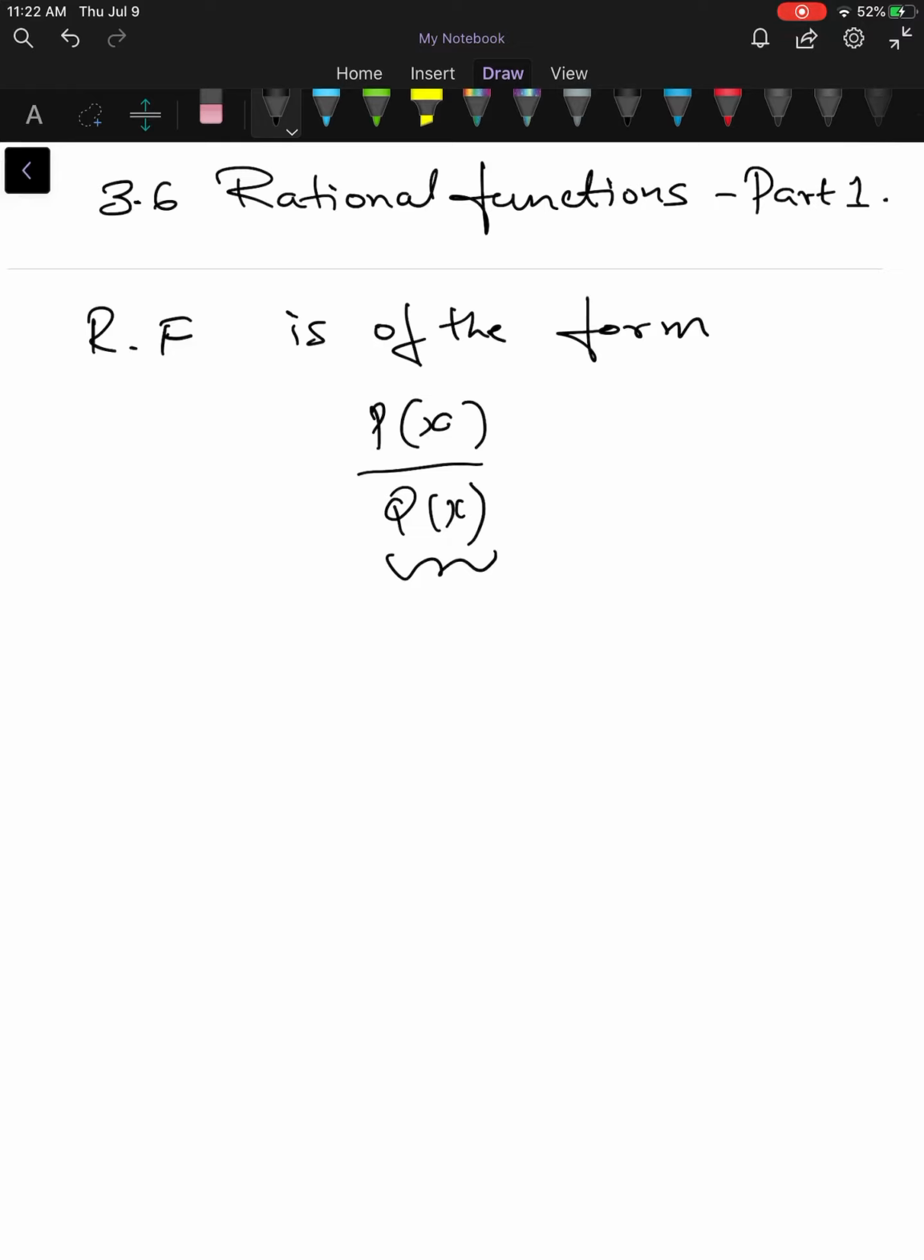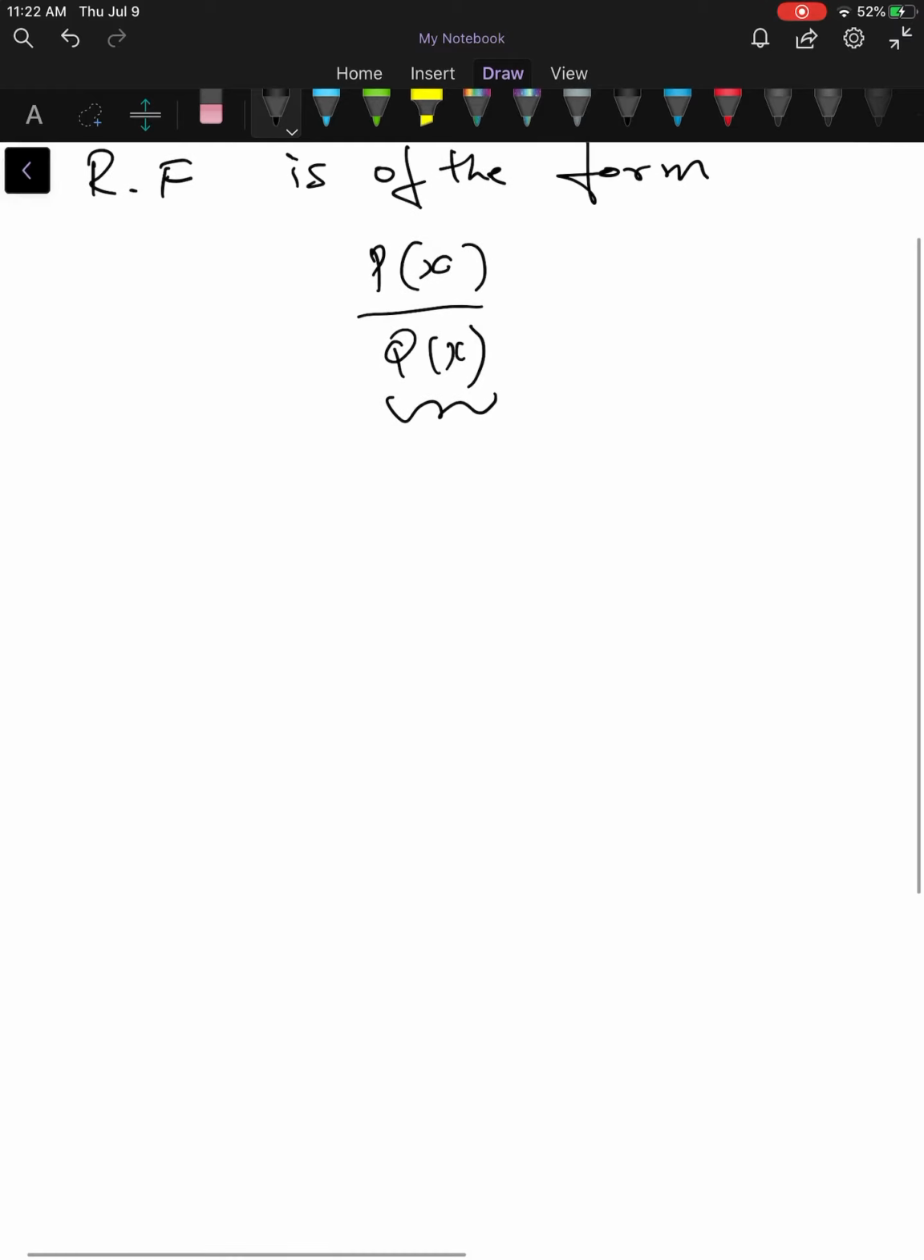Now we will consider a simple rational function, that is f of x is equal to 1 over x. So you know how to plot the function based on a table of values, right? You choose arbitrary x values and find out their functional values, and you know how to plot them on the coordinate plane.